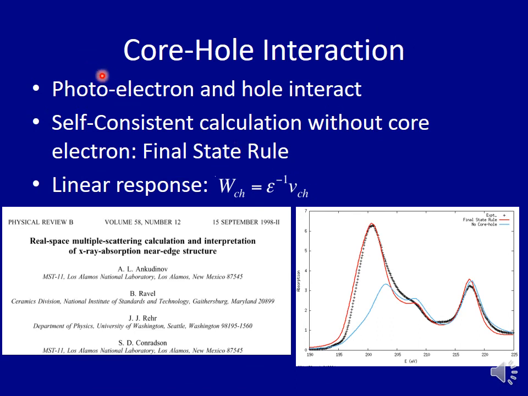Another many-body type interaction that we didn't discuss yet is the core hole interaction with the photoelectron. Basically, when the core electron is kicked out of the atom, it leaves the atom ionized, and therefore the photoelectron doesn't see a neutral atom, it sees an ionized atom. You need to take that into account because it's going to pull weight in the spectrum down towards lower energies. One of the ways you can do that is through what's called the final state rule, where you calculate the Green's function in the presence of that ionized atom with the core hole in there.